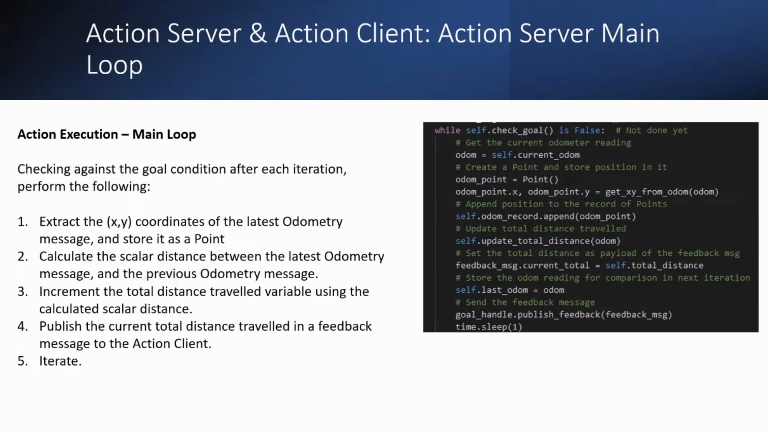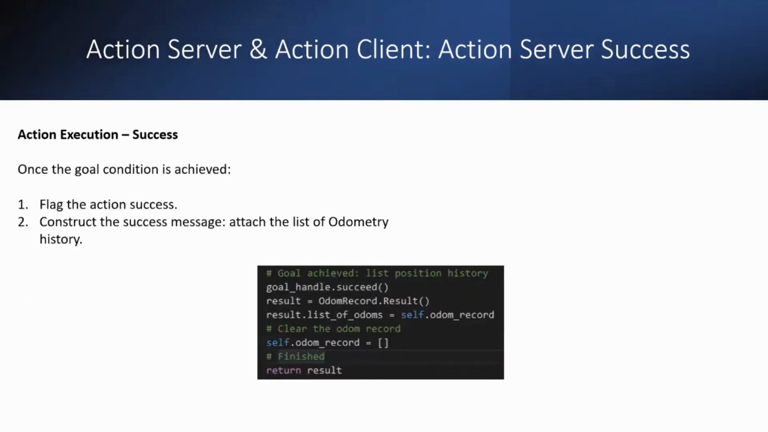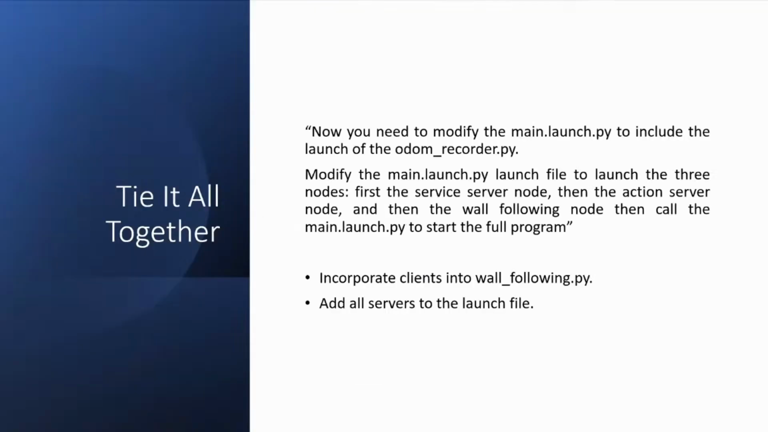We then publish this total distance traveled as a feedback message, so that the action client is receiving feedback throughout the execution of the action. And we iterate. It goes back to the evaluation of the goal check, and it goes until the goal is achieved. Once the goal is achieved, we flag the action as a success, and we return the history of odometry that we've been saving throughout the execution of the action. And that's it. That returns.